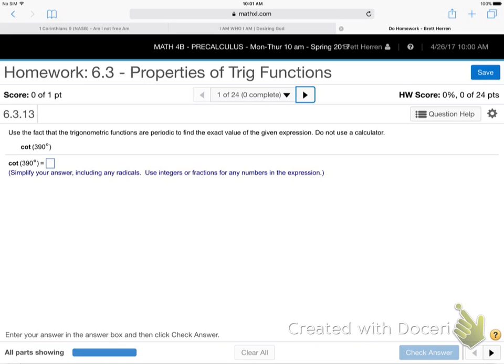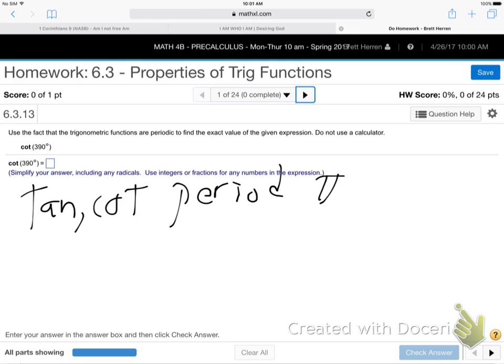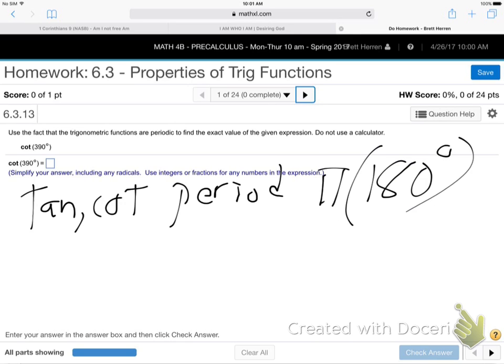Remember the periods of the trig functions? I said that yesterday. Tangent and cotangent, their periods are pi. So what that means is every pi, or pi is the same as 180 degrees, they repeat. Every pi or 180, tangent and cotangent are going to repeat.